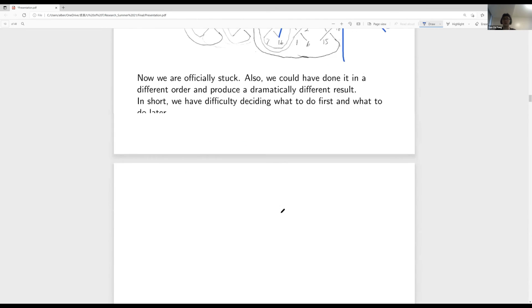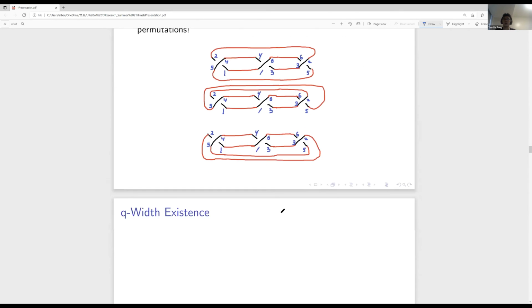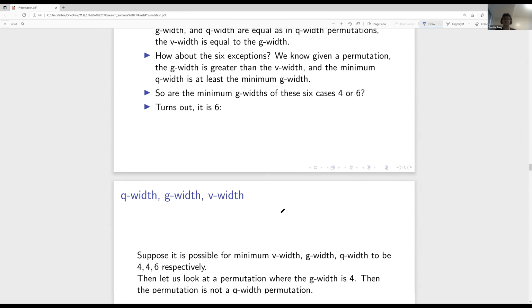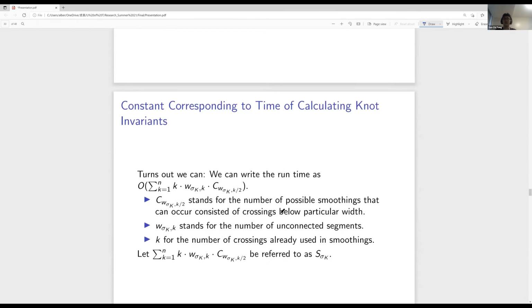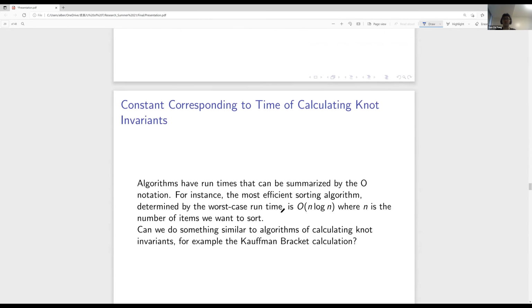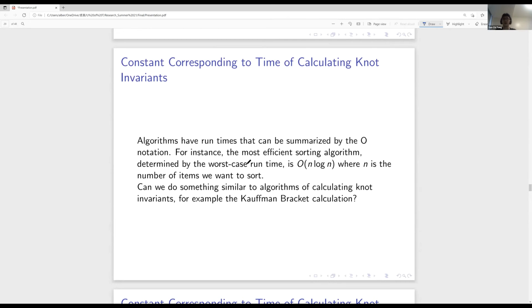So we want to be able to somehow minimize the runtime. So what is this constant that I'm talking about? Well, we know that algorithms have runtimes that can be summarized by the big O notation. For example, the most efficient sorting algorithm that we know right now has a runtime that can be denoted as O of n log n, where n is the number of items we want to sort.